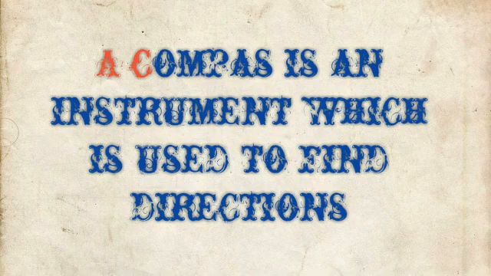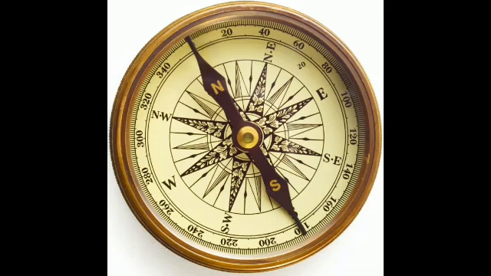A compass is an instrument which is used to find directions. This is the magnetic compass. The compass has a magnetic needle that can rotate easily. The marked end of the needle is the north pole of the magnet. It is mostly used in ships and airplanes. As a rule, mountaineers also carry a compass with them so that they do not lose their way in unknown places.